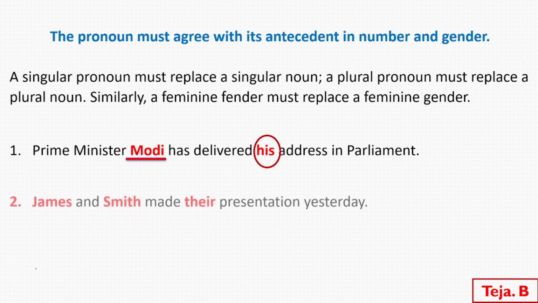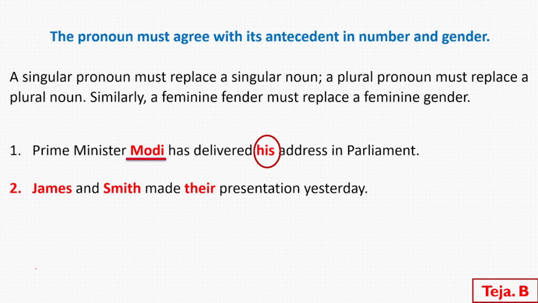Next one. Here, James and Smith made their presentation yesterday. Here, there is a pronoun, their. It's a plural pronoun, right? It is used in the place of James and Smith, right? James and Smith, this is a plural subject, a plural antecedent, therefore plural pronoun.